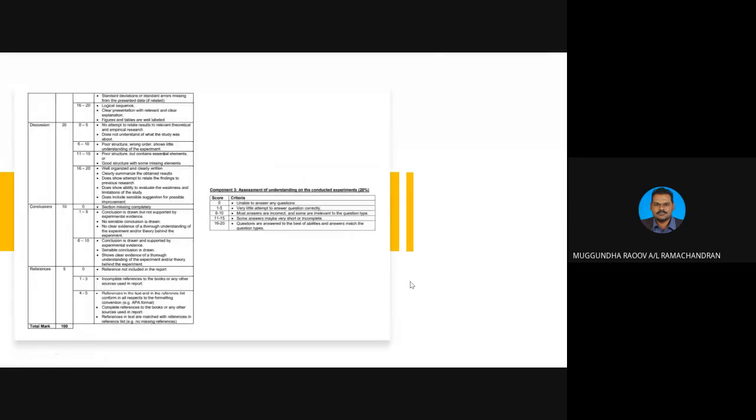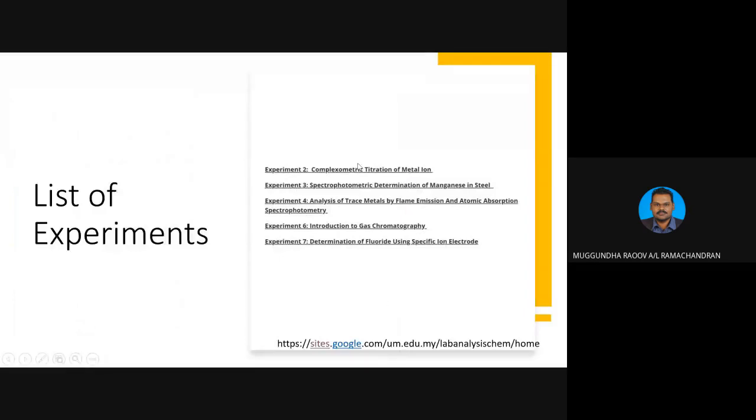These are the list of experiments that you have to prepare the lab report for without doing the experiment physically. Experiment 2 is complexometry titration of metal ions, and experiment 3 is spectrophotometric determination of manganese in steel. Experiment 4 is analysis of trace metals by flame emission and atomic absorption spectrometry. Experiment 6 is introduction to gas chromatography, and experiment 7 is determination of fluoride using specific ion electrode.